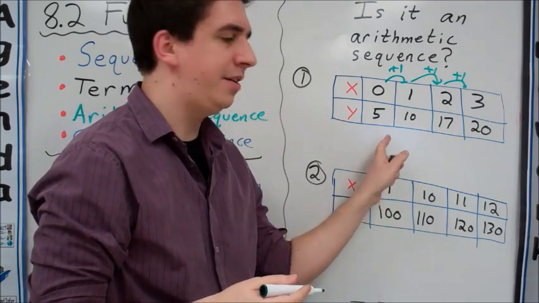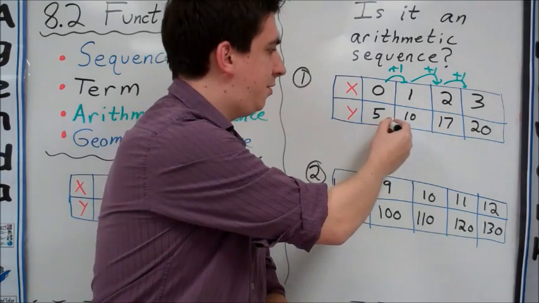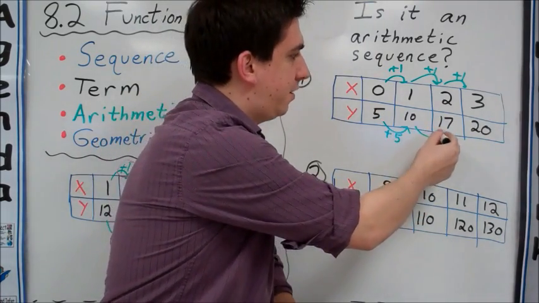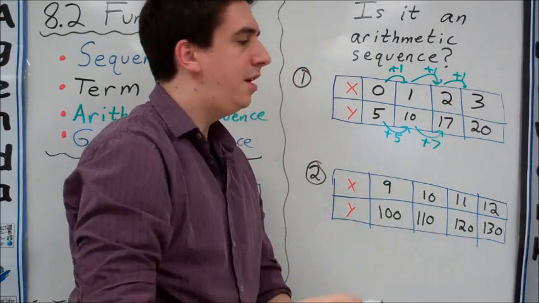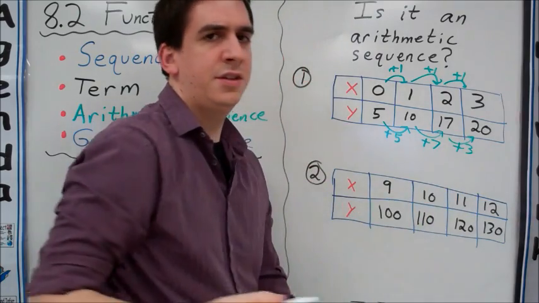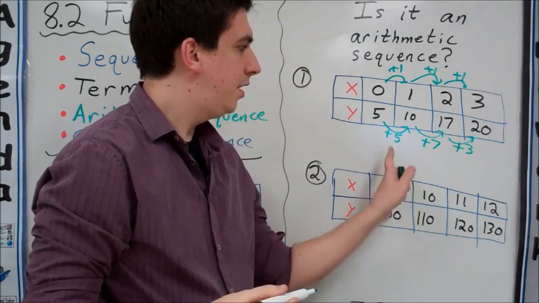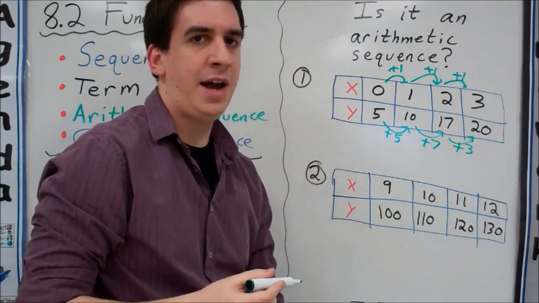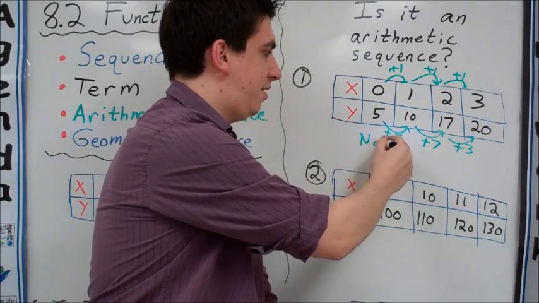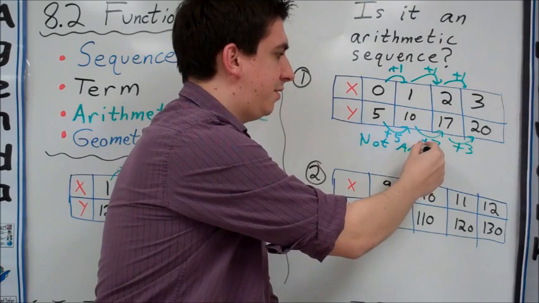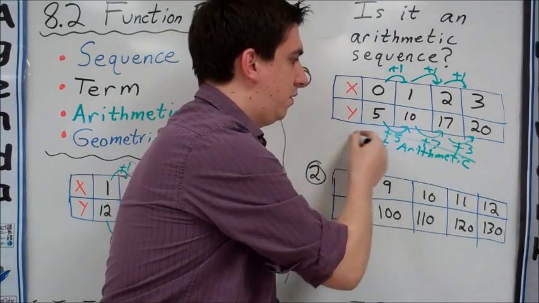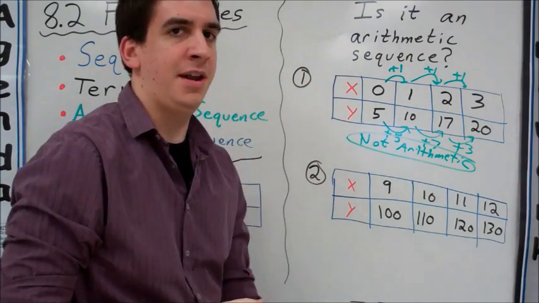Let's check out the y values though. 5 to 10 is plus 5. 10 to 17 is plus 7. And 17 to 20 is plus 3. Plus 5, plus 7, and plus 3 are not all the same. They're not constant. So we would say not an arithmetic sequence. This one up here is not arithmetic.